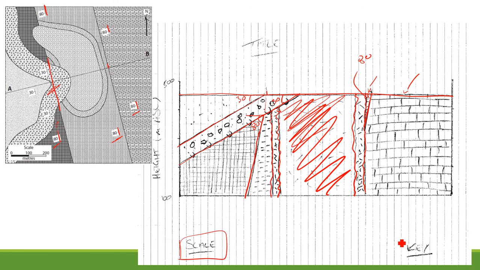So don't forget all the other things you need to have on these cross sections: key, title, scale, height in meters above sea level, and then you've got a pretty nice geological cross section.